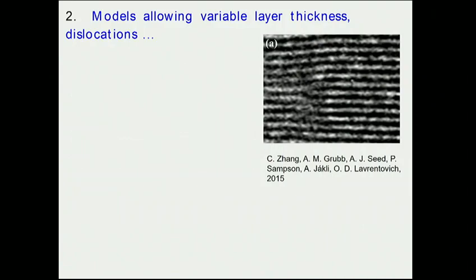There are other things that happen. You see, the layers are not necessarily always of constant thickness. They can also have dislocations, like here, right?